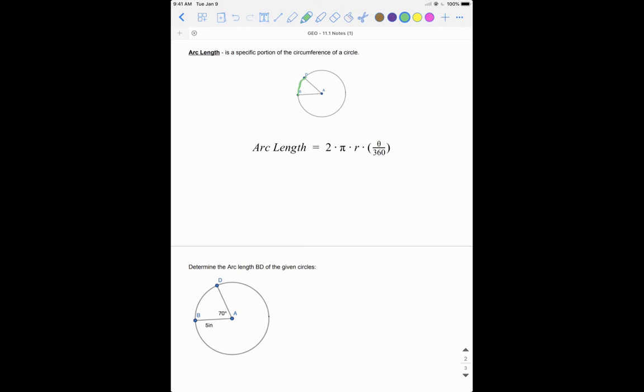And we're looking at distance, right? So if we wanted to walk that arc from D to B, we want to know how far we walked. Okay, so let's look at how we find arc length.